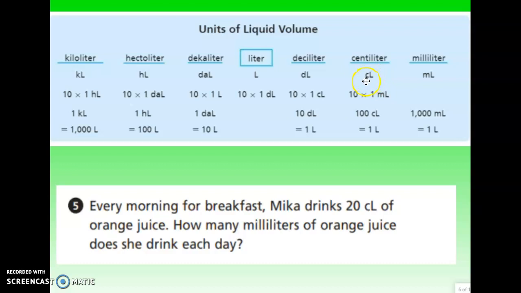So think about it. If the number 20 is written right here, there's 20 centiliters. How many milliliters is that? Well, since this is 10 times smaller than this, I'm multiplying 20 times 10 and getting 200.